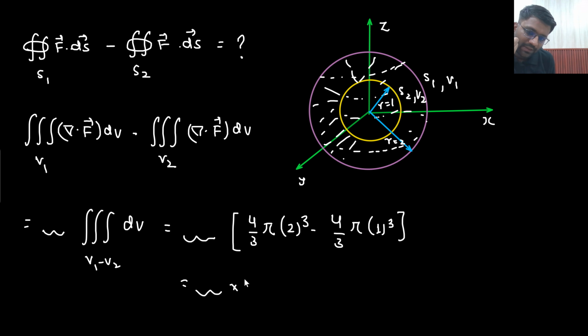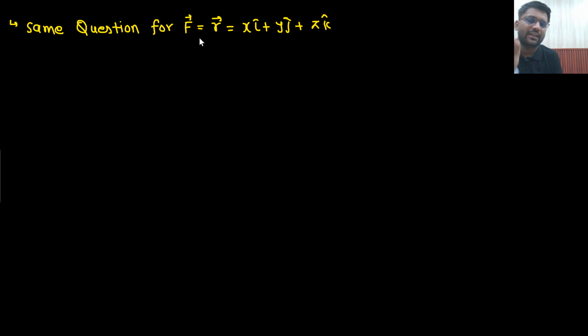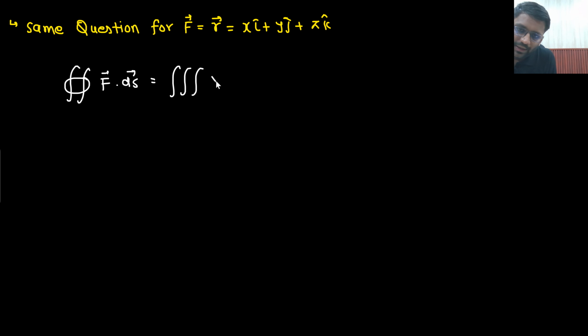So this answer multiplies 4 by 3 pi into 7, right, 8 minus 1 is 7. Let's say the same question was there, but this time it was a vector field. Again you need to calculate F dot dS. Then you would know that the answer would be del dot F dV. What will del dot F be this time? Del dot r will be 3 only. So 3 dV.